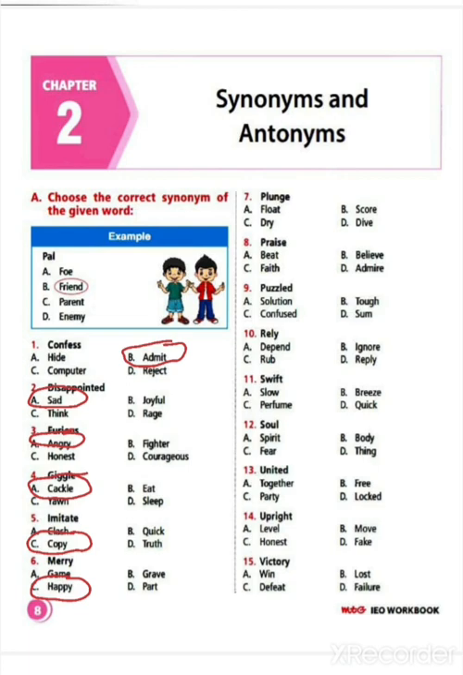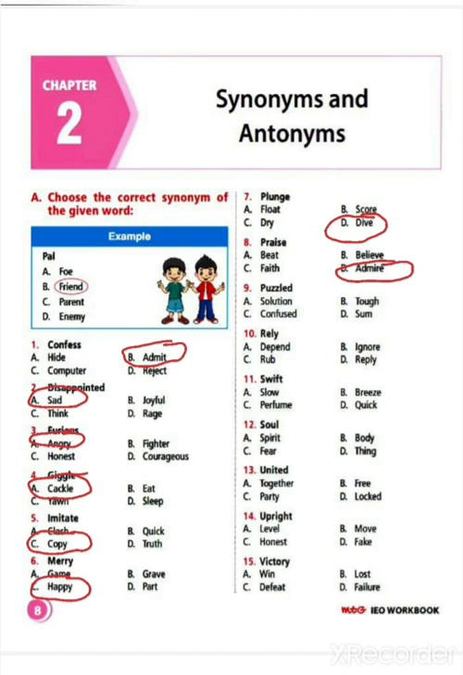Question number 7 is plunge. Options are float, score, dry, dive. Your correct answer is D, dive. Question 8, praise. Options are beat, believe, faith, admire. So the word closest to praise. Praise means when you say something good about something. So the synonym is D, admire.